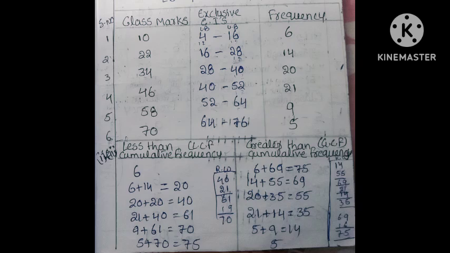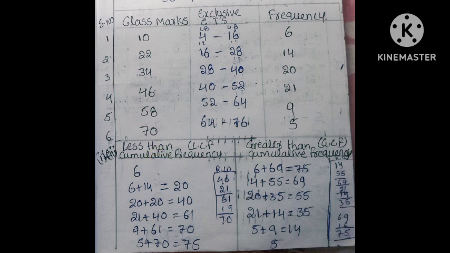Next, the second and third bit: how to construct a less than cumulative frequency and a greater than cumulative frequency. In the given problem, the frequencies are given. First, construct a less than cumulative frequency. Less than cumulative frequency is adding up the frequencies downwards from the first class to the specified class. You already know. So the first frequency as it is, write 6.